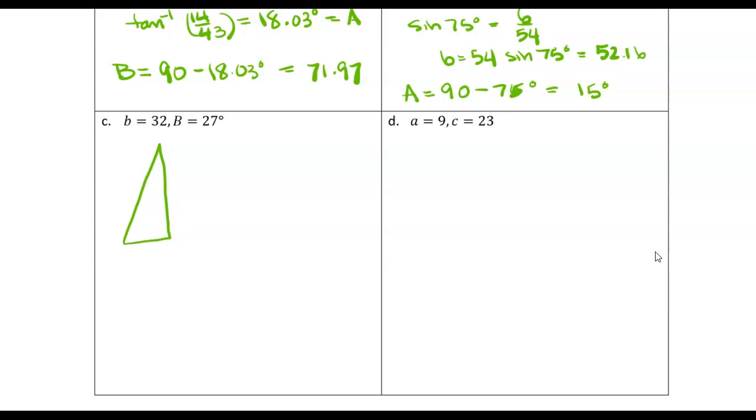Right triangle, right angle here. Better indicate it because it doesn't look that great. Let's call that angle A, this angle B. This is side C, this is side A, and we're given B is equal to 32, and angle B is 27 degrees right here.